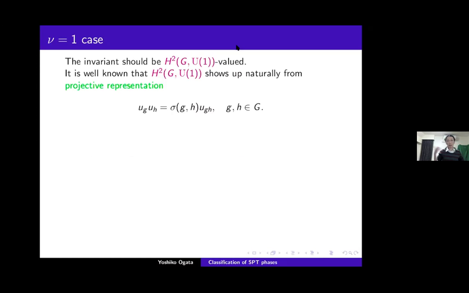And how can we find such a thing? But then we recall that it is well known that the second cohomology class shows up naturally from projective representation. So projective representation was something like that. That is a map from group to unitary operators satisfying these relations.